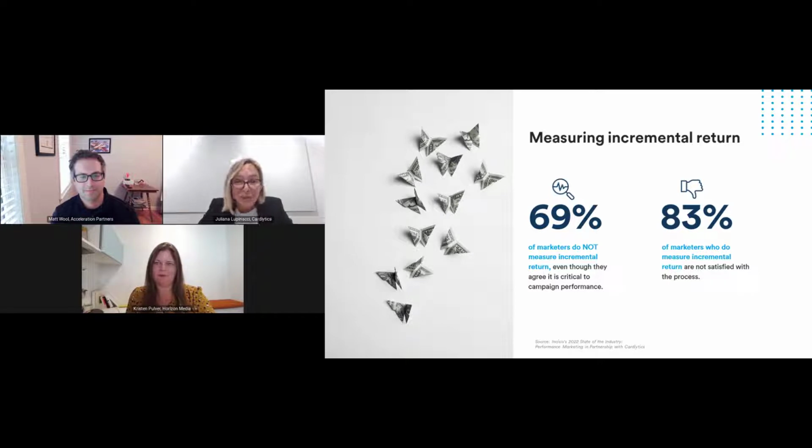And those that do measure incrementality, well, 83% of them are dissatisfied with the process. It's not as seamless or as cohesive as it should be. So there's glaring gaps here. What is holding marketers back from applying such a crucial measurement across their programs? And how can we, as an industry, up-level the methodology, the implementation, and the output of this measurement?